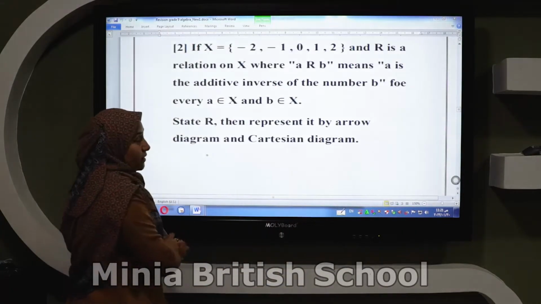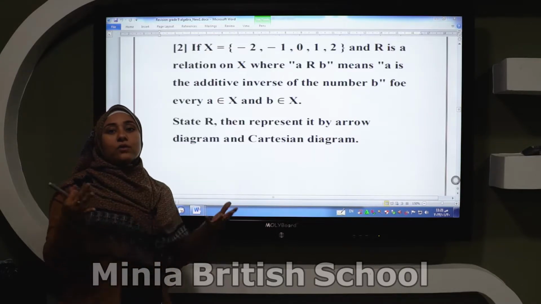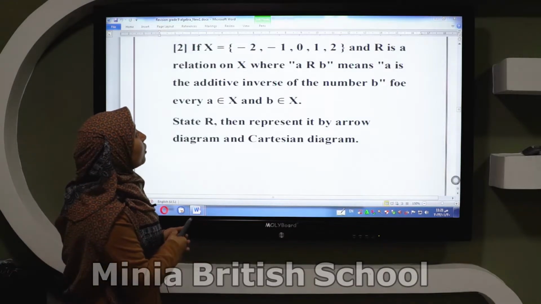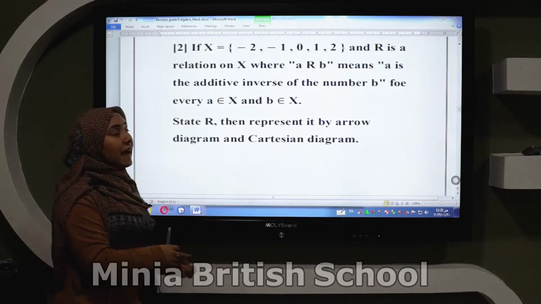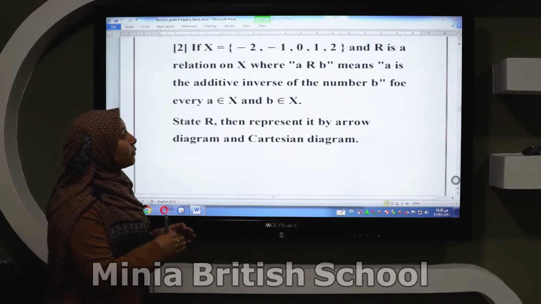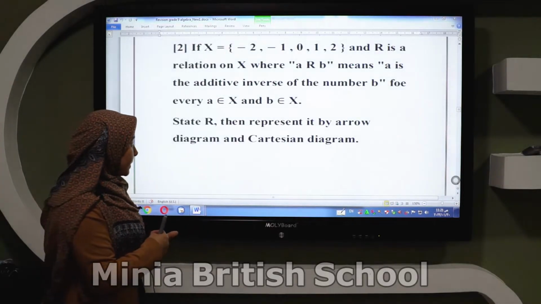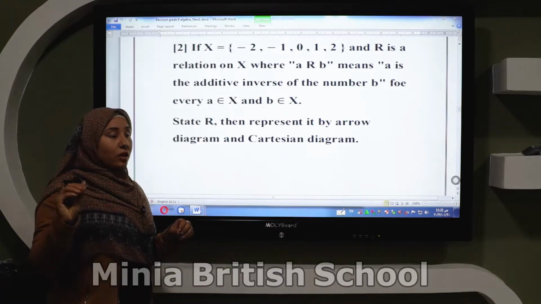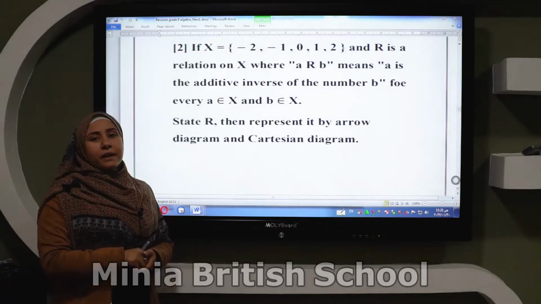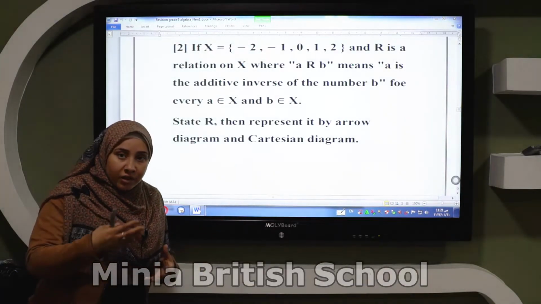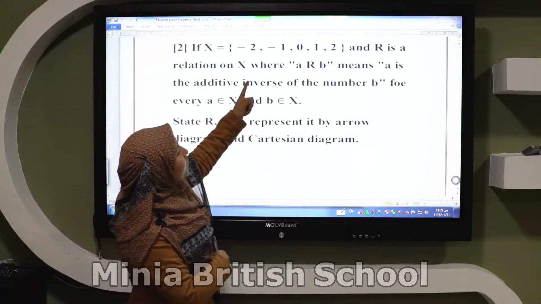Now it's time for the essay questions. Number 2: if x equals the set of elements -2, -1, 0, 1, and 2, and R is the relation on x, where A R P means A is the additive inverse of the number P, for every A belonging to x and P also belonging to x, write R, then represent it by an arrow diagram and a Cartesian diagram. What is the meaning of additive inverse? Additive inverse means to change the sign of the number. So the additive inverse of -2 is 2.